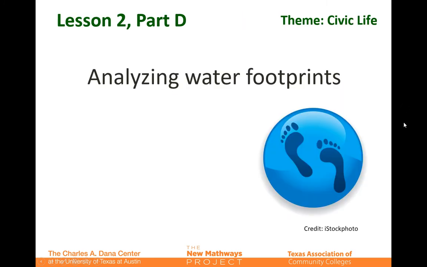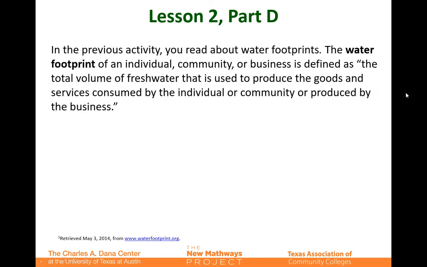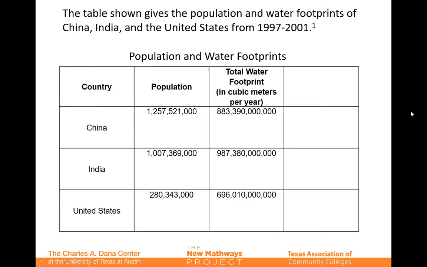Okay, part D, analyzing water footprints. In the previous activity, you read about water footprints. The water footprint of an individual community or business is defined as the total volume of fresh water that is used to produce the goods and services consumed by the individual or community or produced by the business. Okay, this table shows us the population and water footprints for China, India, and the United States from 1997 to 2001.